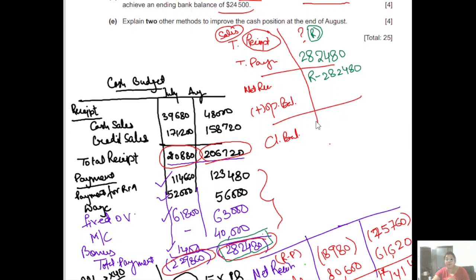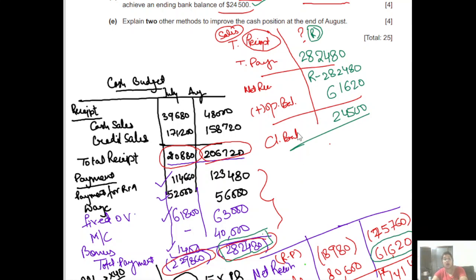Then the opening balance of cash remains the same for the month of August. The opening balance of cash is 61,620, because they did not say anything regarding the opening balance. Instead of this 14,140 balance, they want a closing balance of 24,500. That's it.